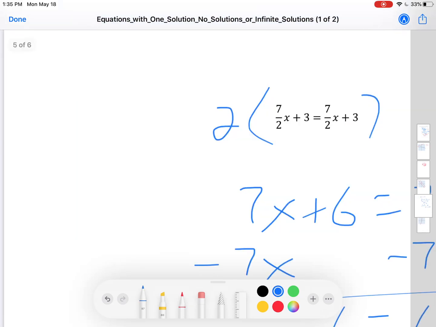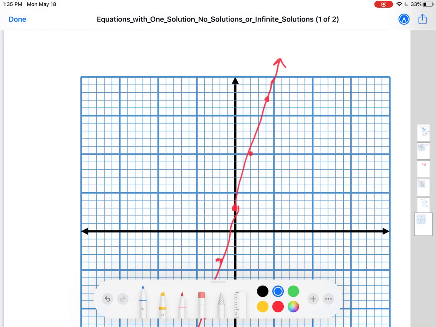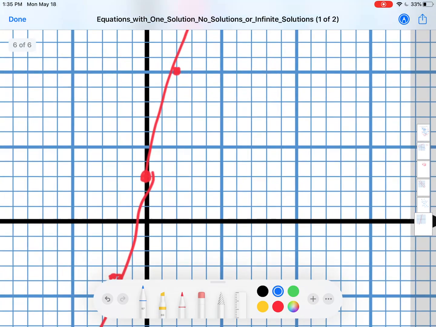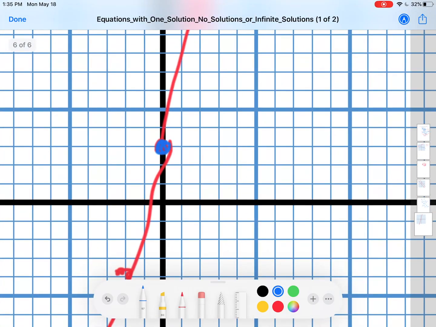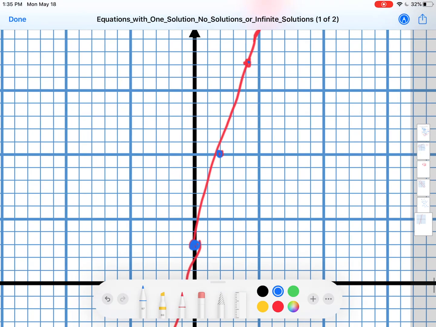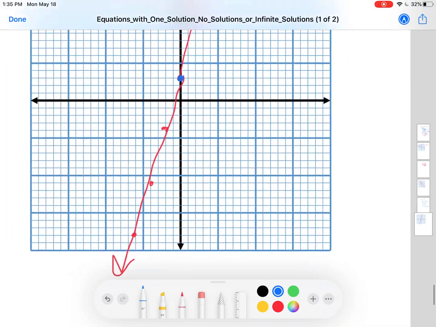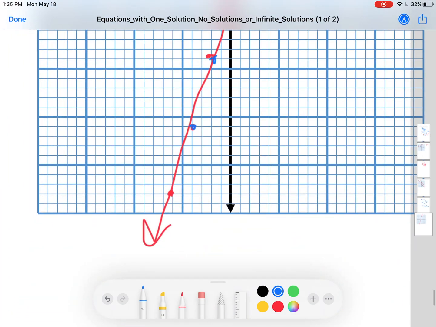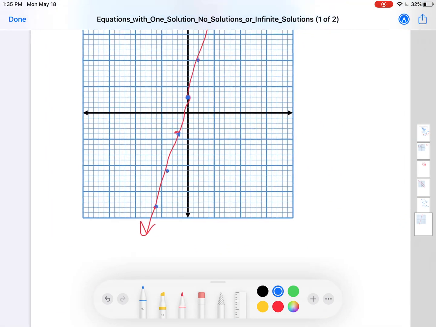Now we'll do the other half of the equation. 7 halves x plus 3. Okay, let me go to 3. That's on the same dot. 7 halves 2. That's on the same dot. That'll be off the graph. Let me go in this direction. That's on the same dot. 7, 2. That's on the same dot.